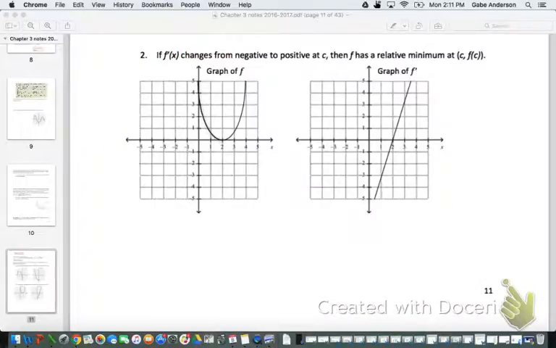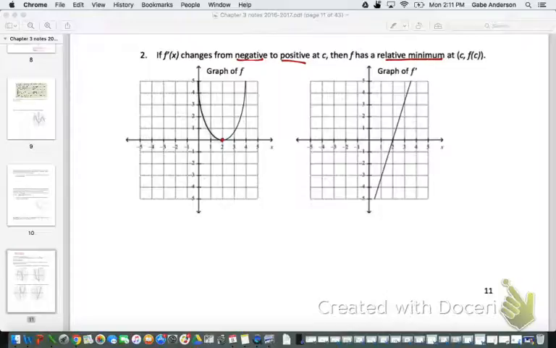All right, case number 2. Similar to case 1, it says if f prime changes from negative to positive, so it's the other way around now, then f has a relative minimum. If f prime goes from negative to positive, then f has a relative minimum. Let's take a look at the graph of f. I would say it's pretty clear that we have a relative minimum right there at x equals 2.